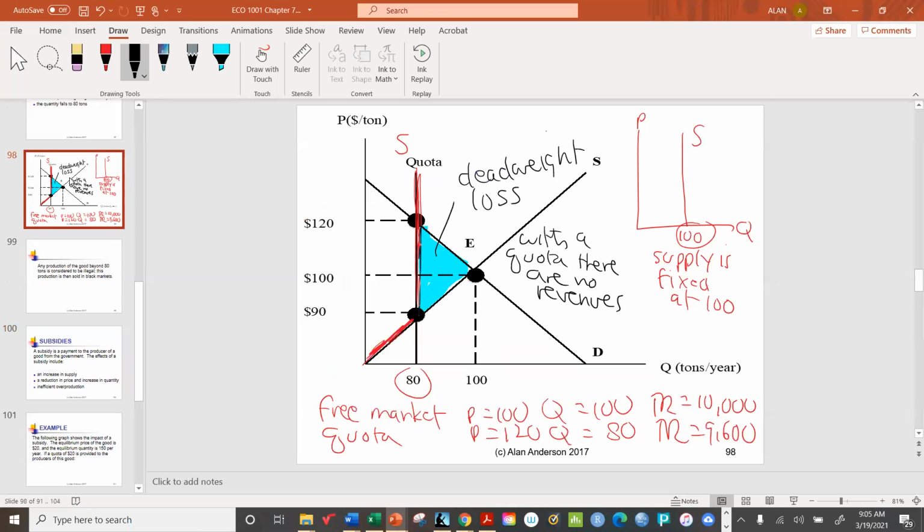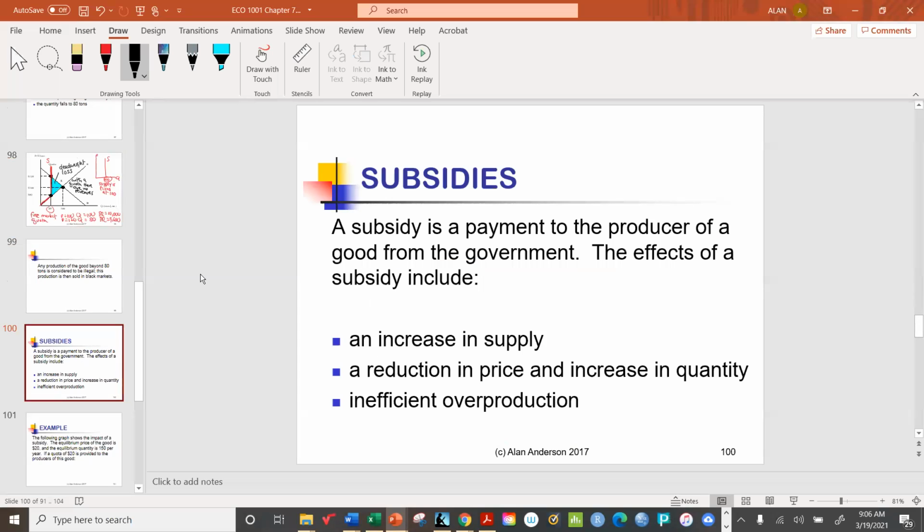With the quota, at least, the government isn't paying for any of this. They're just saying, listen, stop growing so much sugar. That's the end of it. Whereas here, this is actually taking money out of the pockets of the government.